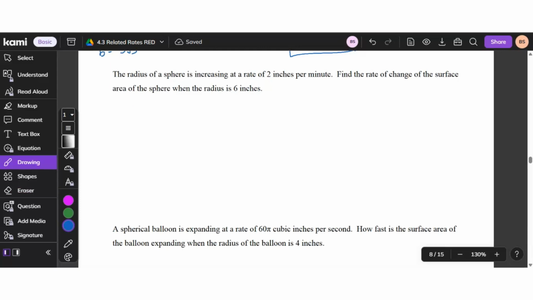All right, so in this case, we've got a few things to point out. It's increasing, meaning it's positive. So this here is going to be our r prime. Find the rate of change of the surface area. So we want to know a prime.